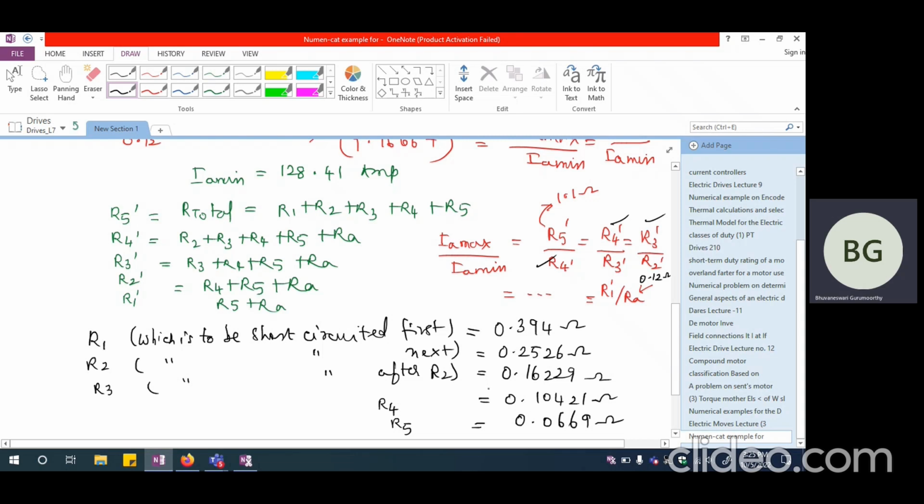So the resistances in each of the steps can be calculated somewhat like this, from which we will be able to arrive at the currents always remaining between IA max and IA minimum, and the commutator will be safe, and the motor will be able to develop at least a minimum amount of torque. So this is the way generally the resistance starter is divided for a DC motor.